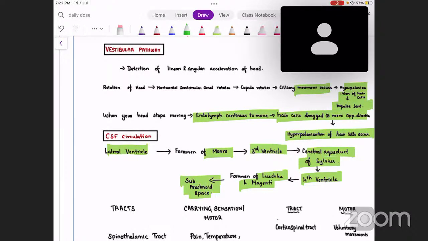Now, regarding CSF, there are some pretty good questions they may ask you. What is the circulating CSF volume in the body?